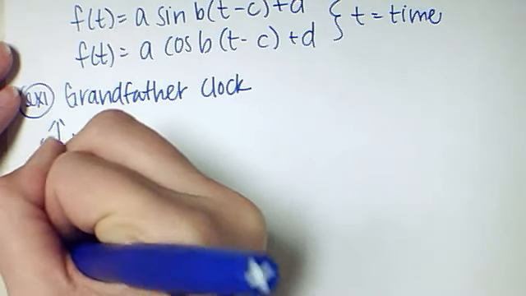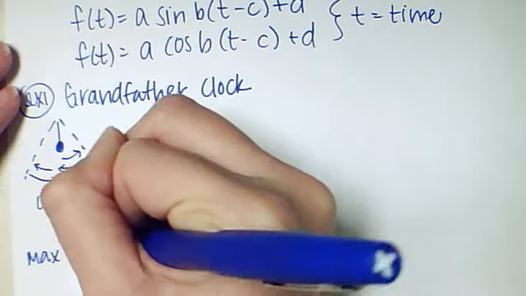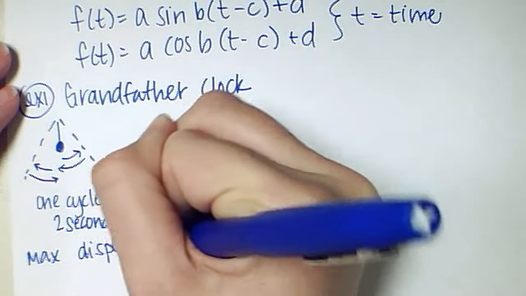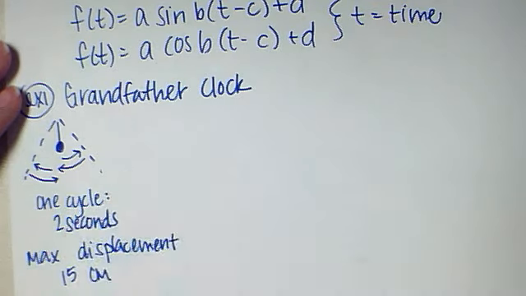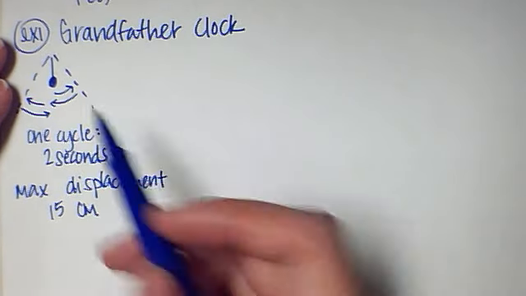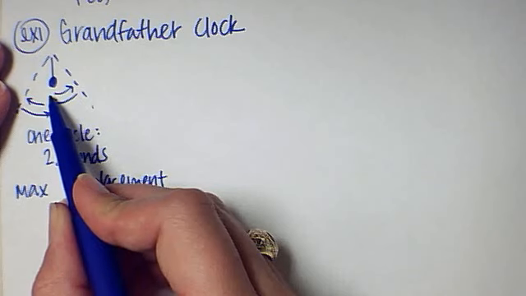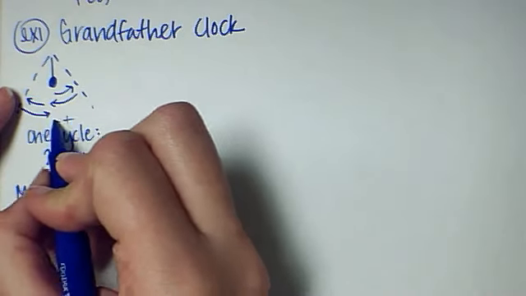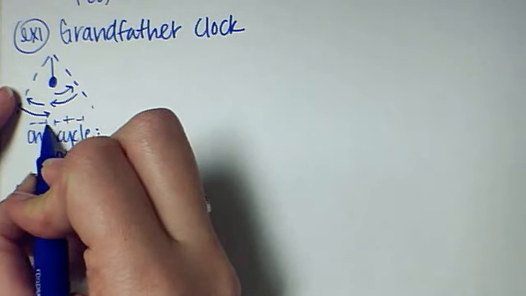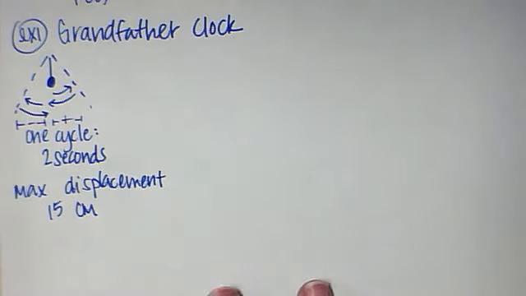Also, the maximum displacement is 15 centimeters. Remember, displacement means distance it went out. So 15 here, and then 15 back, 15 in the negative direction, and 15 back. I call this the positive direction, and this the negative direction. Okay, that information will be given to you in a word problem.